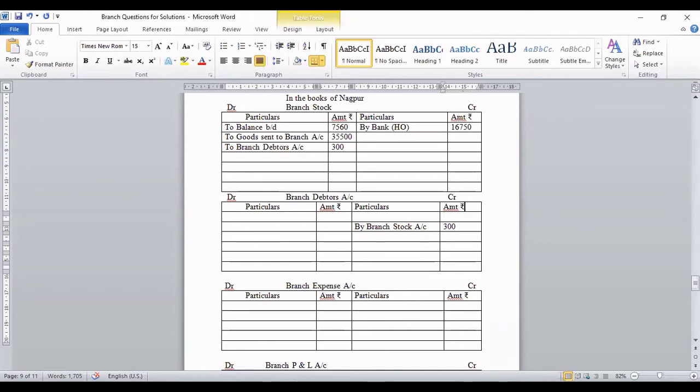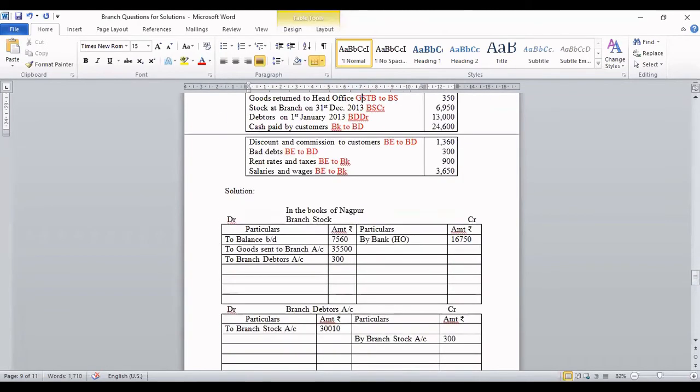Come on, tell me what will be the amount of credit sales? 30,010. So what will be the entry for that? Credit sales. Debtors account, yes, debit side. Branch debtors account debit. So here we'll write by branch stock account. Amount 30,010, correct? Sir, how did 30,010 come?